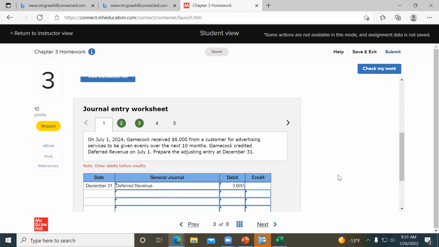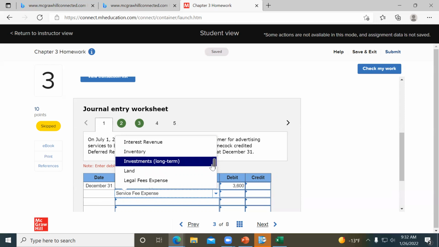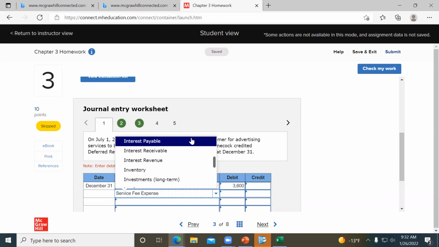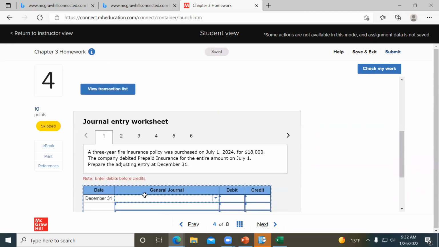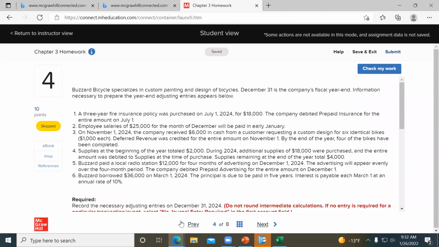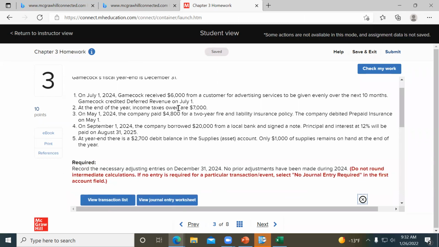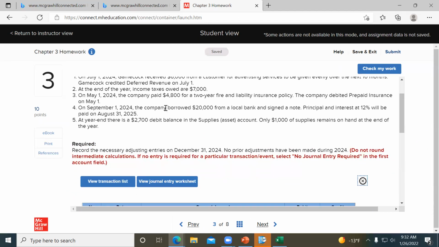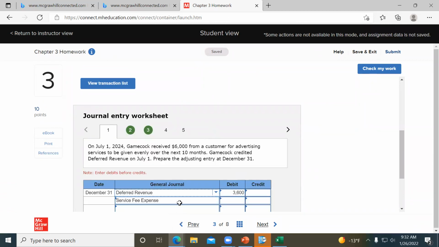And we would credit service revenue, right? Or what kind of revenue is there in here? Would it be advertising revenue? So, excuse me, I'm in the wrong place here. So we would debit deferred revenue and we would credit a revenue. I'm just trying to see what it would be, not service fee.